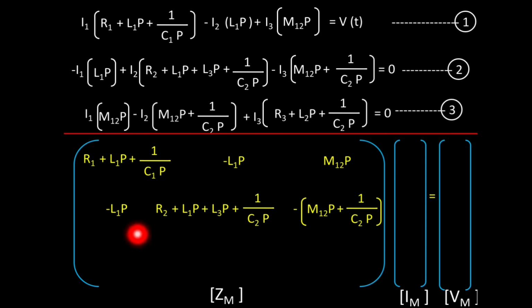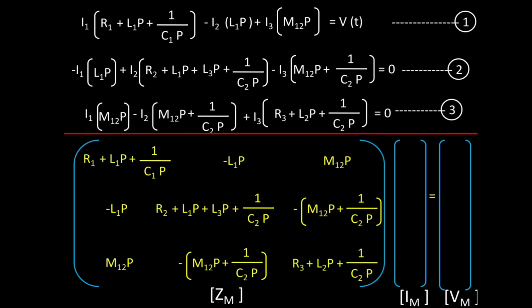Then for filling the third row we will use equation number 3. So the first entry is M12P, which is with I1. The second entry is with minus sign, and in the bracket we are having M12P plus 1 upon C2P, and the third entry with I3 is R3 plus L2P plus 1 upon C2P. So this is the mesh impedance matrix. All the entries are impedances. And the next matrix is the mesh current matrix.